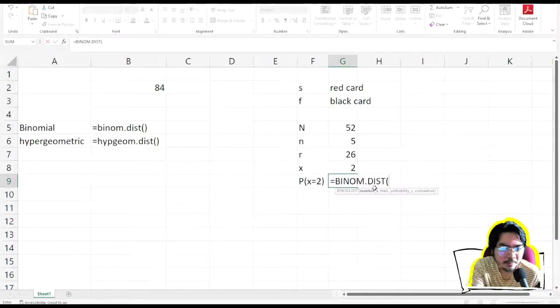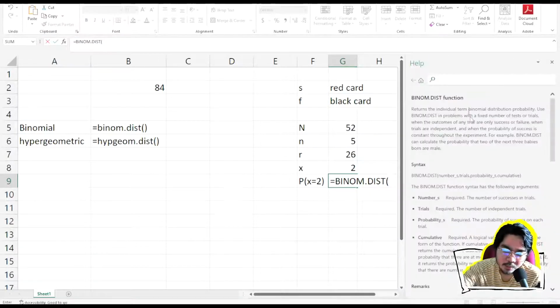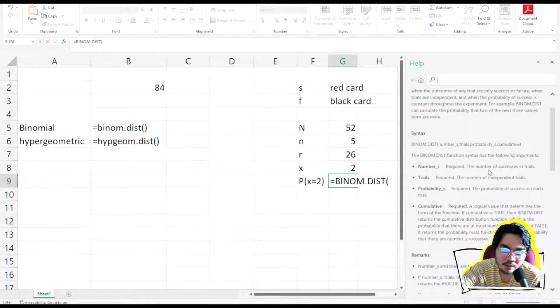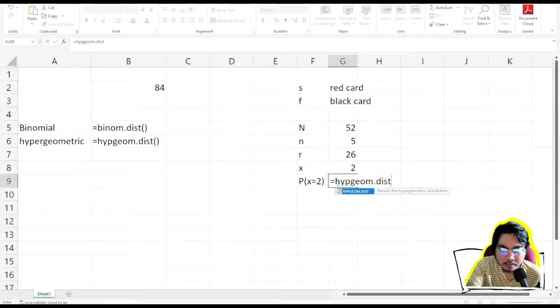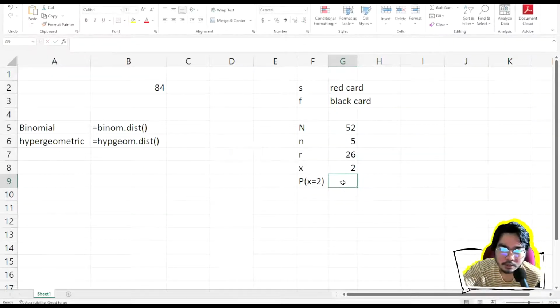So I can press tab to select binom.dist. Number S here is the number of successes. Tama? And if you're not sure, you can click on binom.dist and a help tool will appear. Wait, why am I using binom? Mali pala. I should be using hypgeom.dist. Sorry.